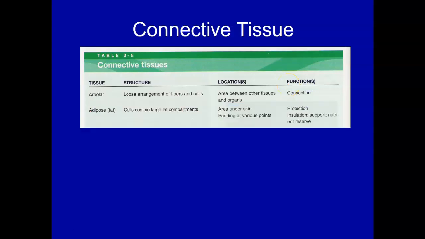It's like glue. Adipose tissue, so areolar is one, adipose tissue, fat, contains a lot of fat. Basically, you're going to find adipose tissue in a few places. Immediately under the skin for protection, padding, insulation, support, and nutrient reserve, so energy reserve. But you're also going to find fat in the epiphyses of the long bones. And sometimes you'll find fat in the body cavities. So you'll find fat surrounding the heart. You'll find fat in the liver.